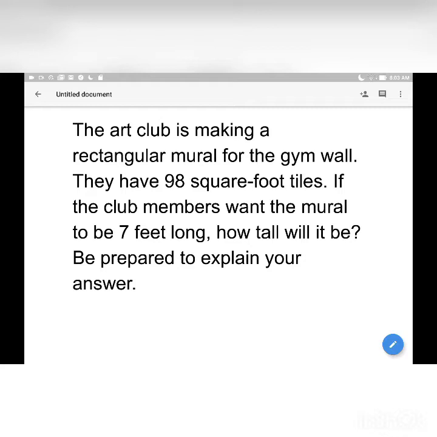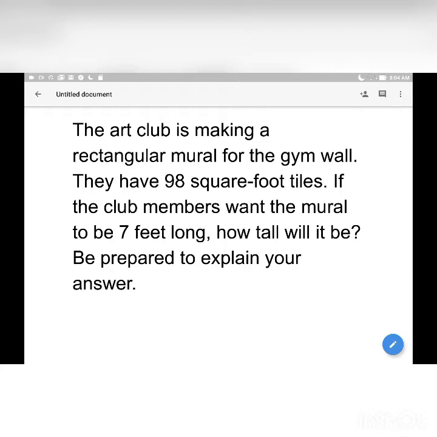I will read that one more time. The art club is making a rectangular mural for the gym wall. They have 98 square foot tiles. If the club members want the mural to be 7 foot long, how tall will it be? Be prepared to explain your answer.